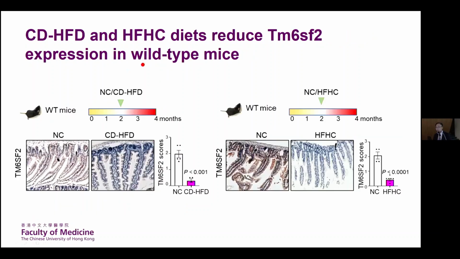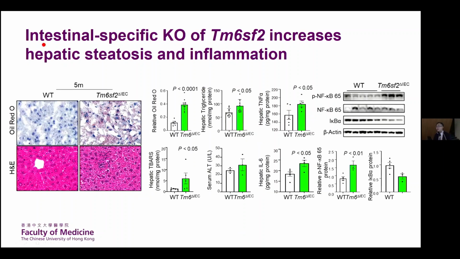And when we fed wild-type mice with a choline-deficient high-fat diet or high-fat, high-cholesterol diet, it would also affect TM6SF2 expression. As you can see from the immunostaining, the expression of TM6SF2 is reduced when you fed the mice with an unhealthy diet. Now, this is the key result of our study.